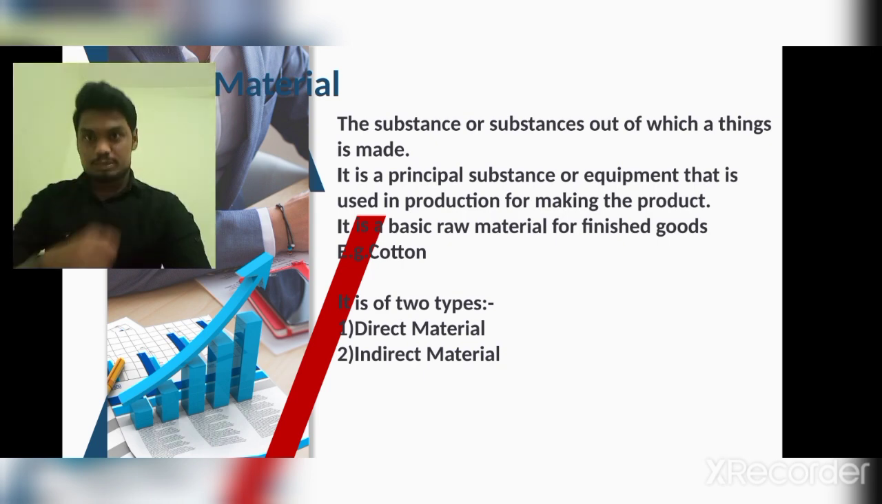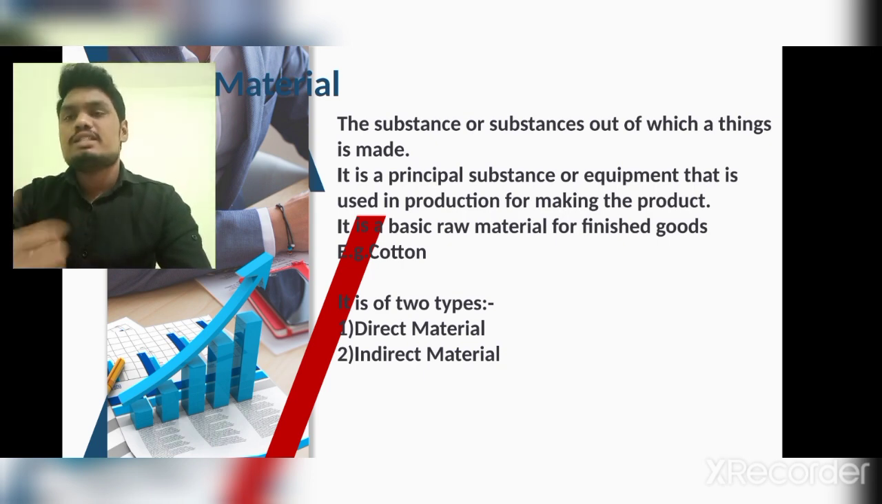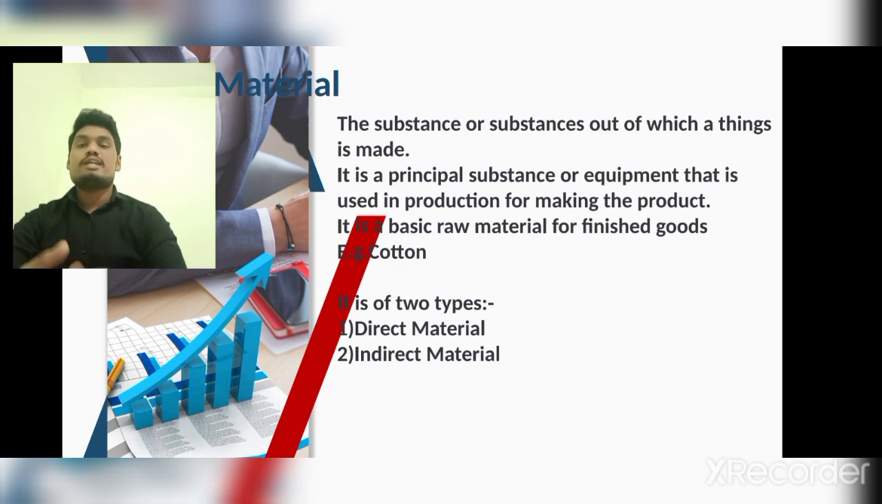So there are two types of material. The first one is direct material and the second one is indirect material. For direct material, we can take the example of a shoe manufacturing company. In a shoe manufacturing company, leather and cotton are the major materials, so they are considered direct material. On the other hand, indirect material: if we take the example of furniture production, items such as glue and nails are consumed in insignificant quantities as compared to material like wood. So the nails, glue, etc. are considered indirect material.